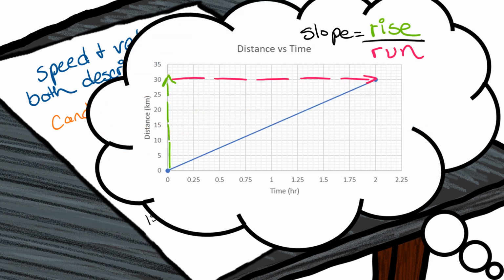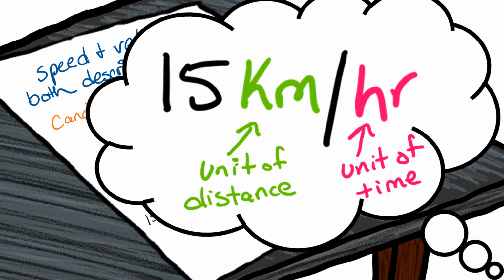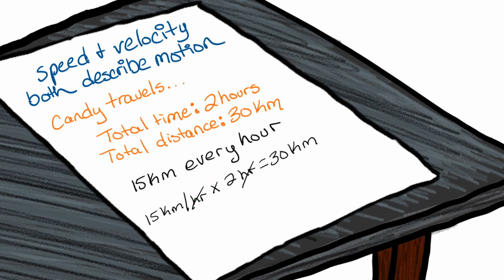That's right, Alex. The slope, which is rise over run of a distance versus time graph, represents the average speed of the object. For instance, the rise in this graph is 30 kilometers and the run is 2 hours. When we divide it, it equals 15 kilometers per hour. You got it, Alex. The units of speed are seen as a unit of distance divided by a unit of time, which means we might see it as kilometers per hour or meters per second or even miles per hour.